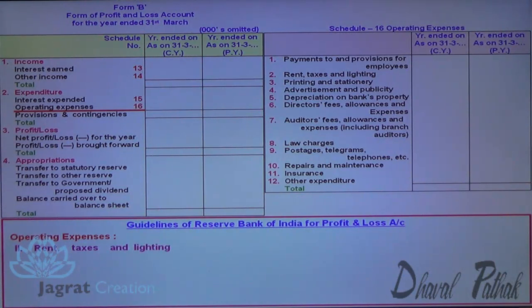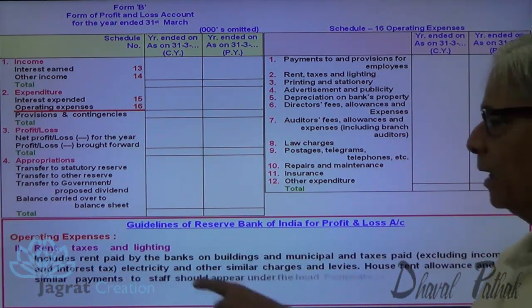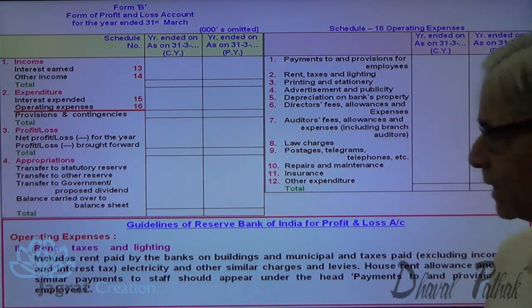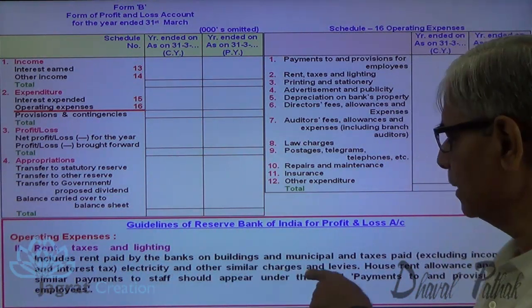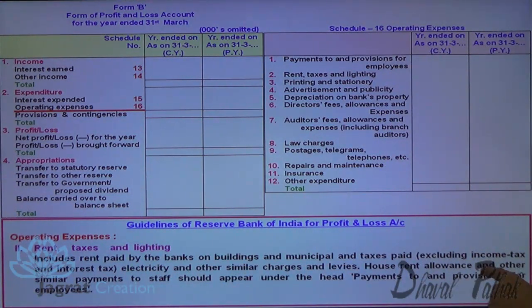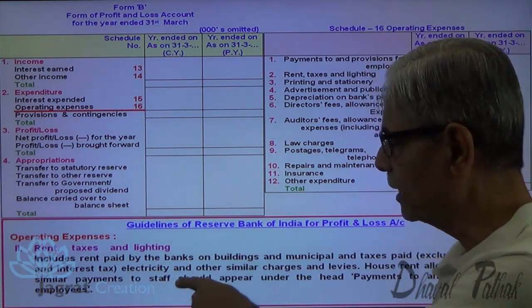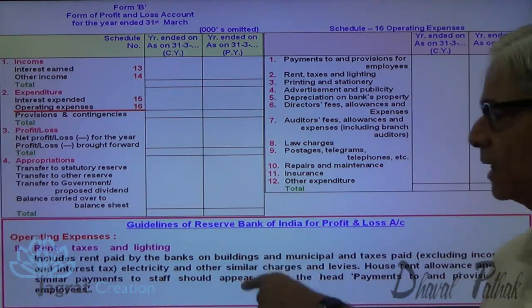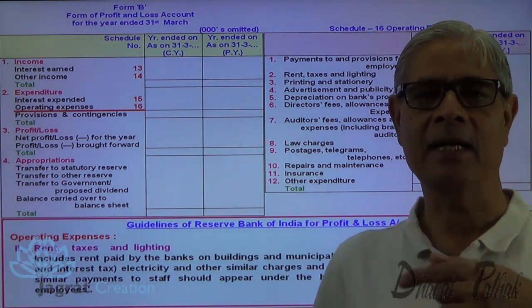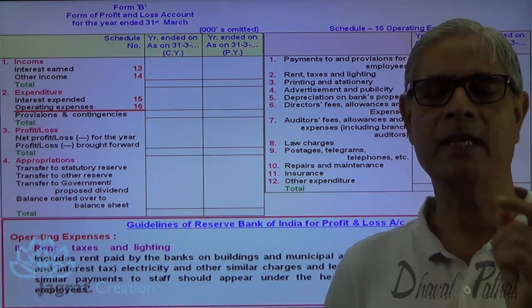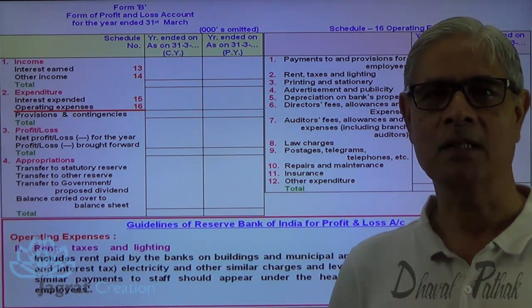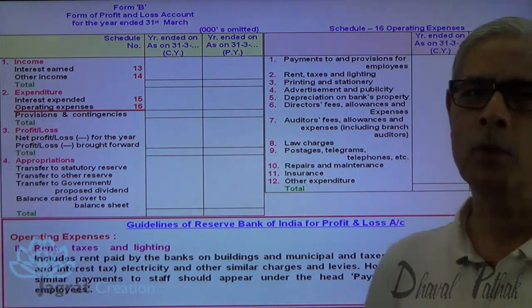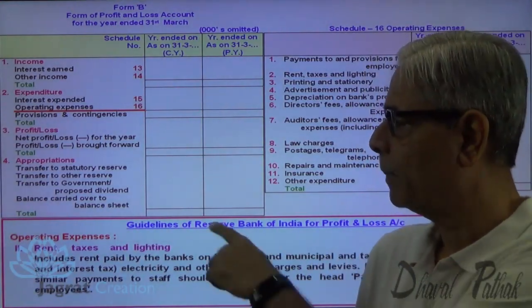Next is rent, rates and taxes and lighting. Rent paid by the bank on the building and municipal taxes paid, excluding income tax and interest tax, electricity and other similar charges and levies. House rent allowance and other similar payments to the staff should appear under the head of payment and provisions for employees. So if the staff is granted house rent allowance or house rent is paid for the staff quarters, those expenses should be included in the first title, payment and provision for employees. This type of rent should not become a part of this second title.